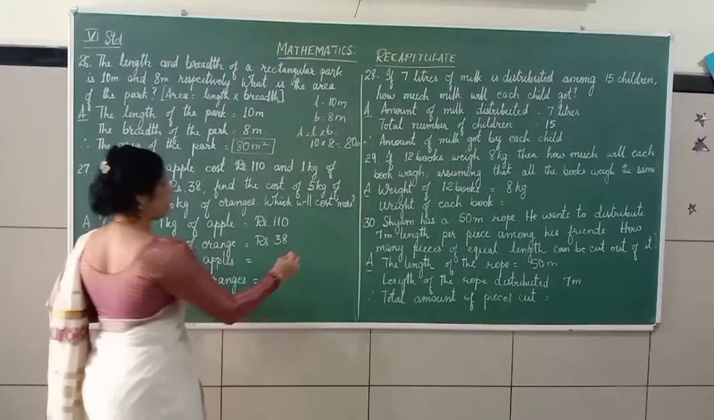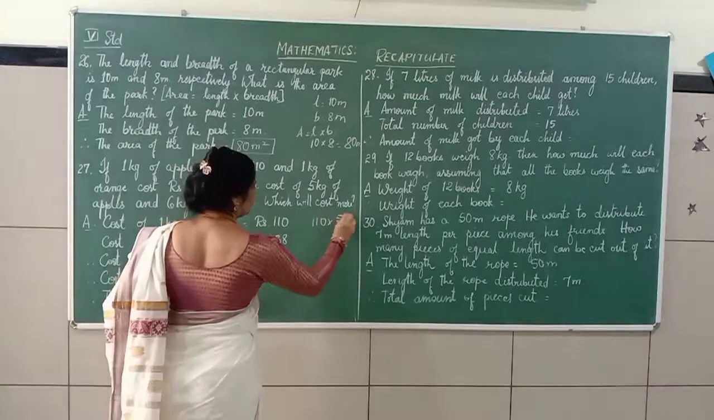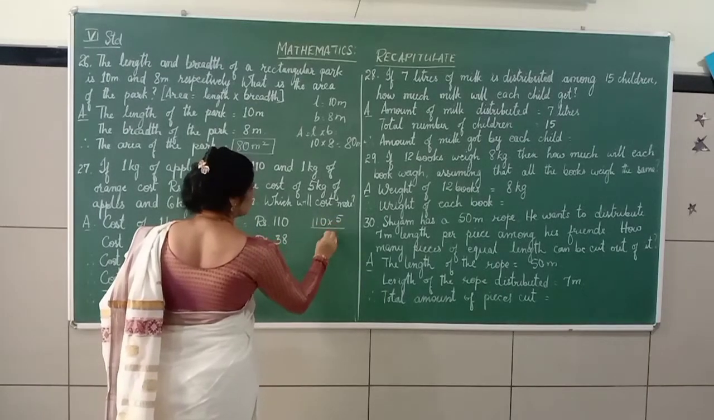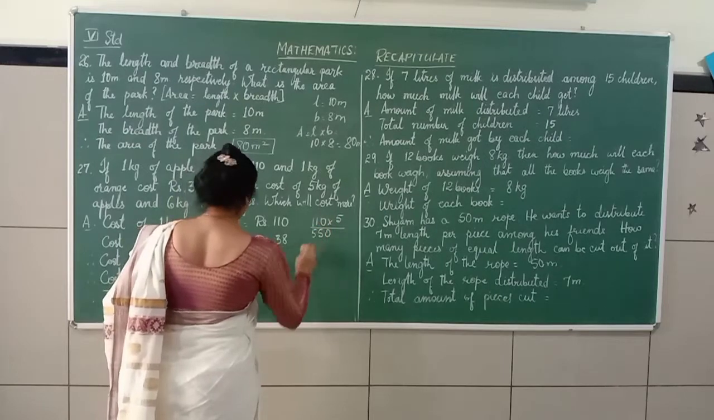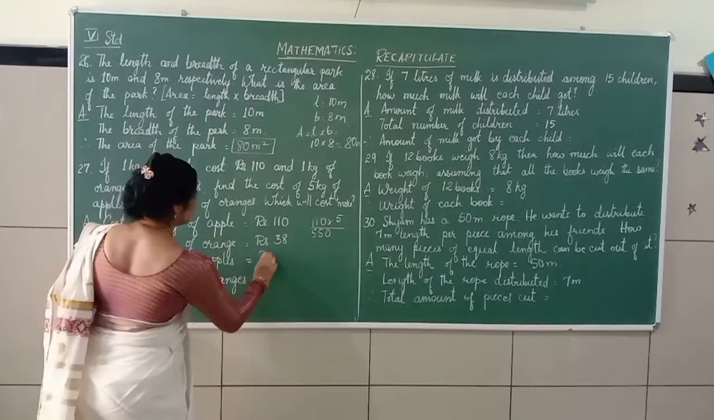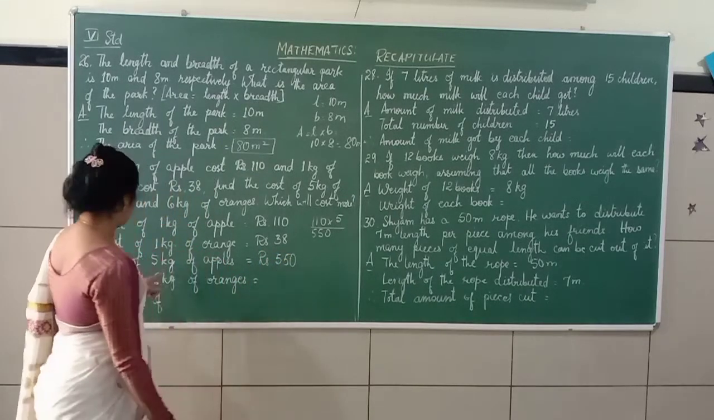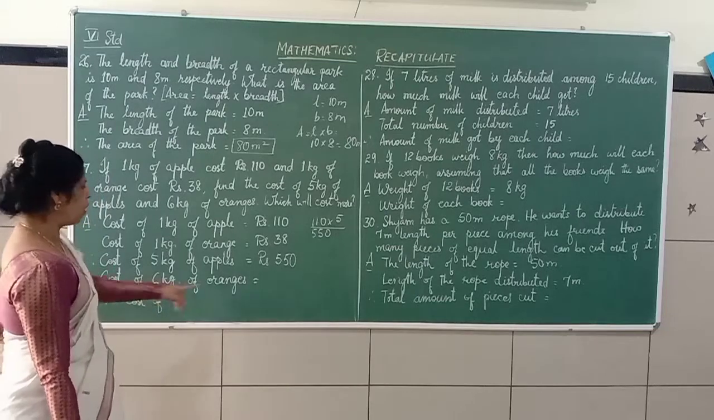For 5 kg of apples means 110 is for 1 kg into 5. How much it comes? 5 zeros are 0. 5 ones are 5. So what is the cost of 5 kg of apples? It is rupees 550. Next you have to find it for oranges.